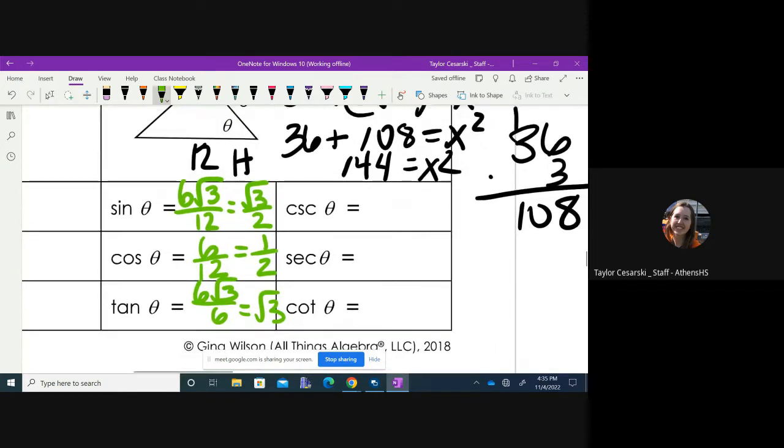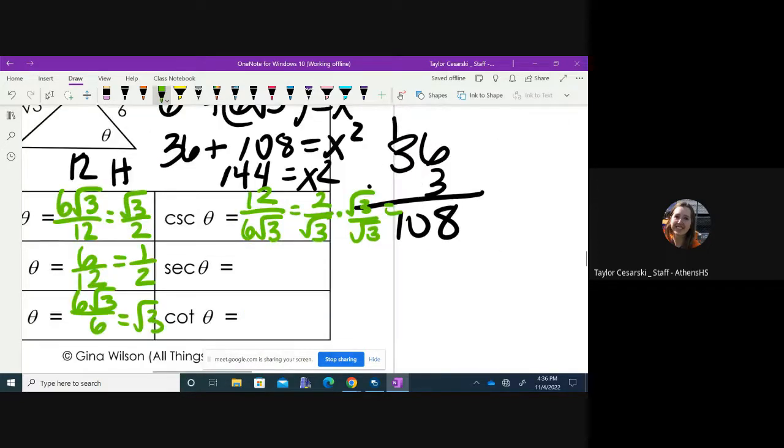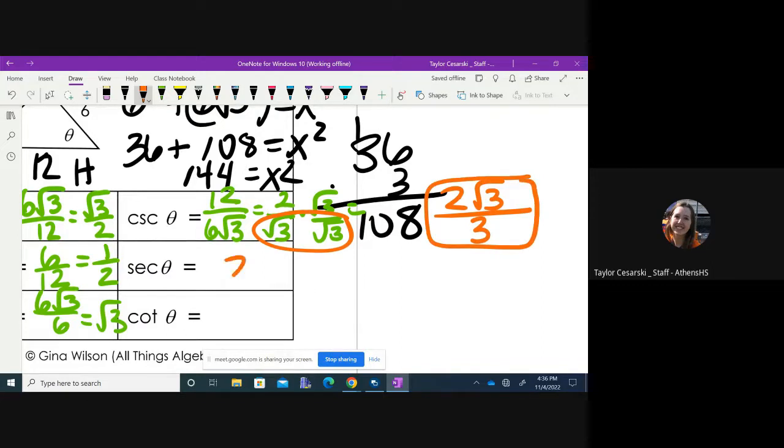Then for the reciprocal, so that's 12 over 6 square root 3, which gives me 2 over square root 3. Remember, we don't want square roots in our denominator. So to rationalize this, I'm going to multiply by square root of 3 on the top and the bottom. And I get 2 square root 3, and square root 3 times square root 3 is 3. This one would just be 2 because it would be 12 over 6.